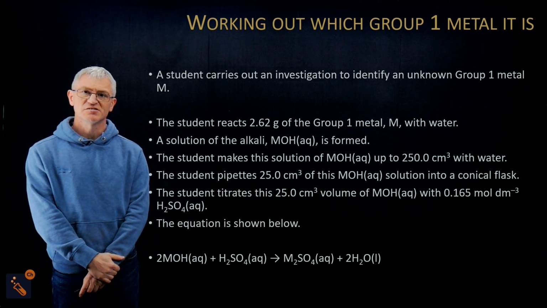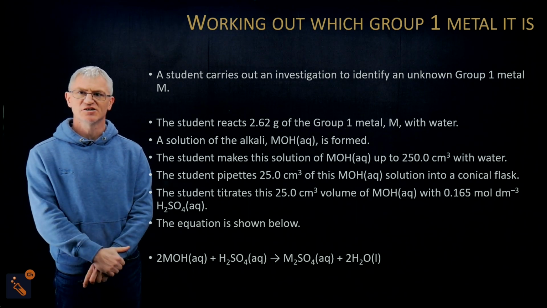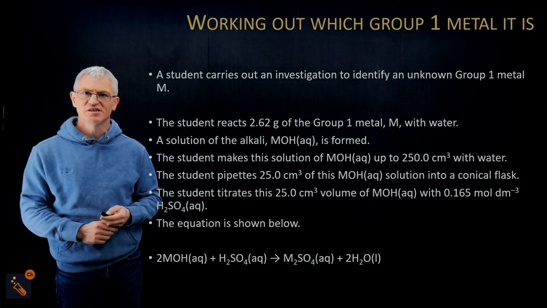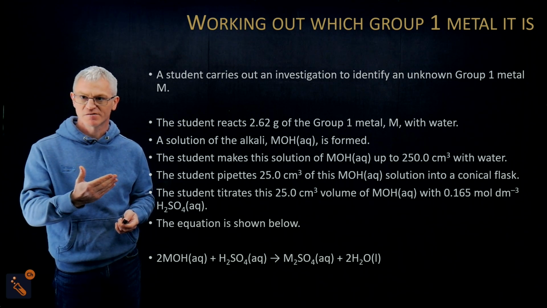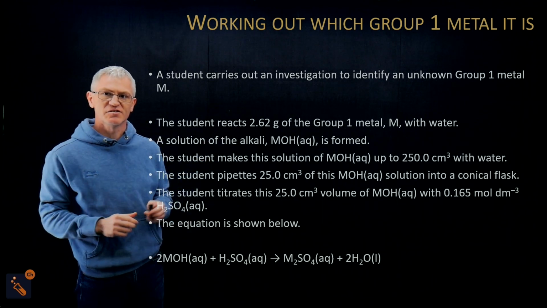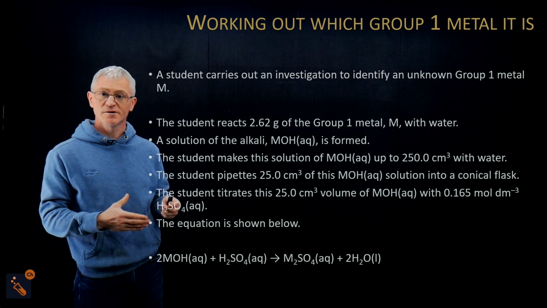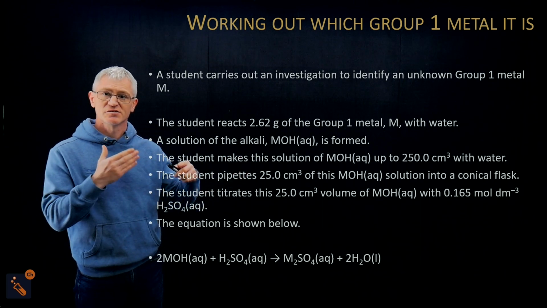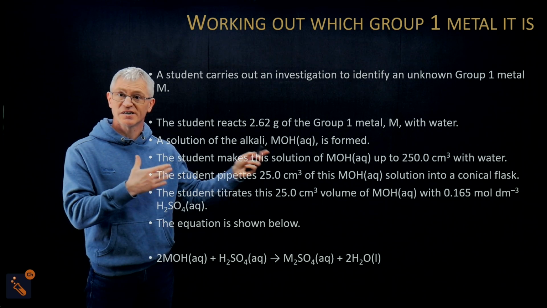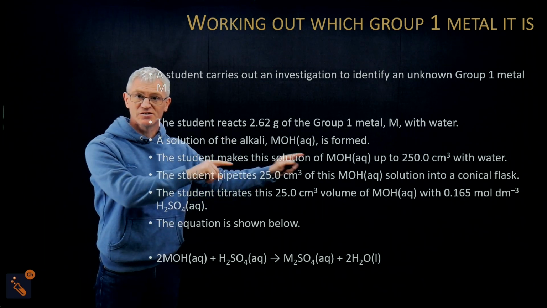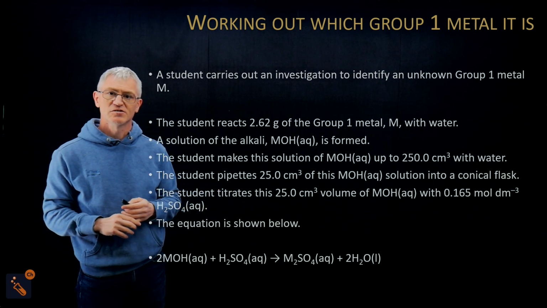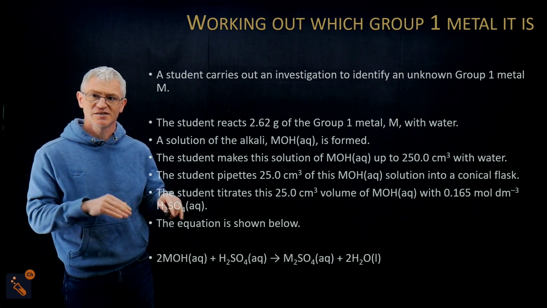So our next question on titrations is how to work out what a metal is. What is the identity of a metal? So the metal is named as M. A student carries out an investigation to identify the group 1 metal, so it's telling you it's group 1. And that's why the formula is MOH, because M must be plus and the OH must be minus. And then they react 2.62 grams of the group 1 metal with water. That makes the alkali, MOH, and then they make the solution up to 250 centimetres cubed with water. So we've got a dilution factor there, because there's 25 and 250, so a dilution factor of times 10. The student titrates 25 centimetres cubed of this MOH with sulfuric acid, and here's your equation below.